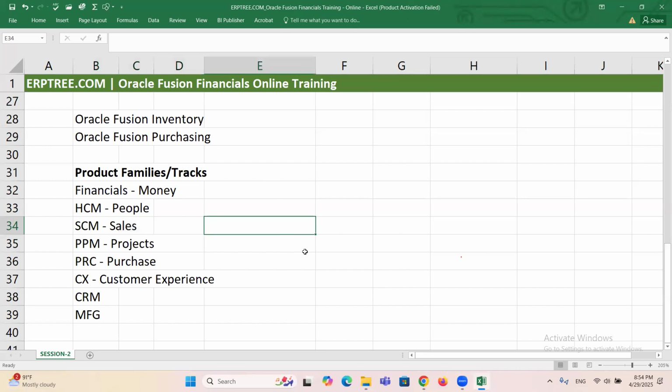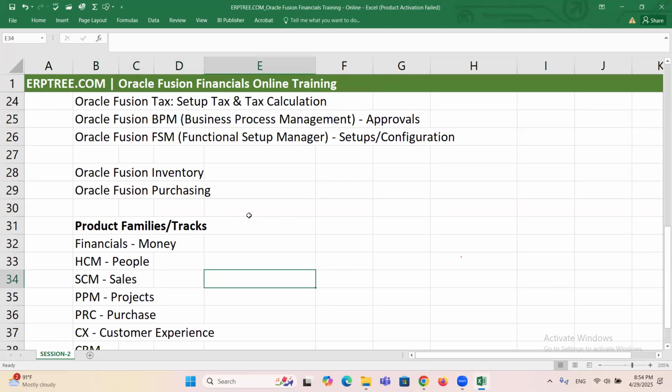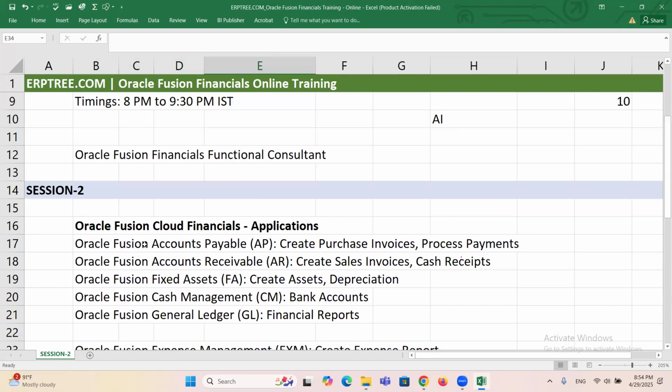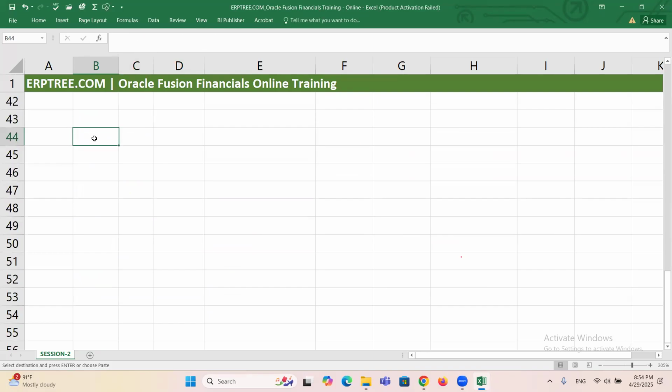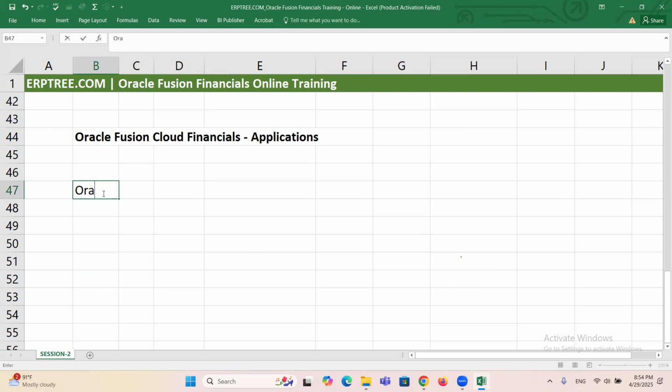Fine. No questions. Now, let's decode the course we are learning. We are going to learn Oracle Fusion Cloud Financials Applications. Let's try to understand what it means. We have different terms: one is Oracle, the other one is Fusion, Cloud, and we have Financials, and we have Applications. These are the different terms we have. We'll go one by one.